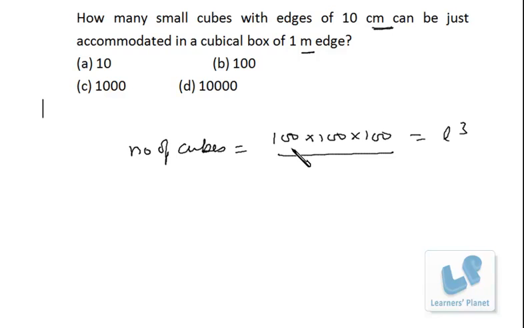Now 1 meter is 100 centimeter. So the volume of the cube is side cube. So it's 100 into 100 into 100. Now volume of the smaller cubes will be 10 into 10 into 10. So by dividing this by this, we will be getting the number of small cubes that can be accommodated in the bigger box. Okay, so it's 1000. Okay, quite a simple problem. I hope you are clear.